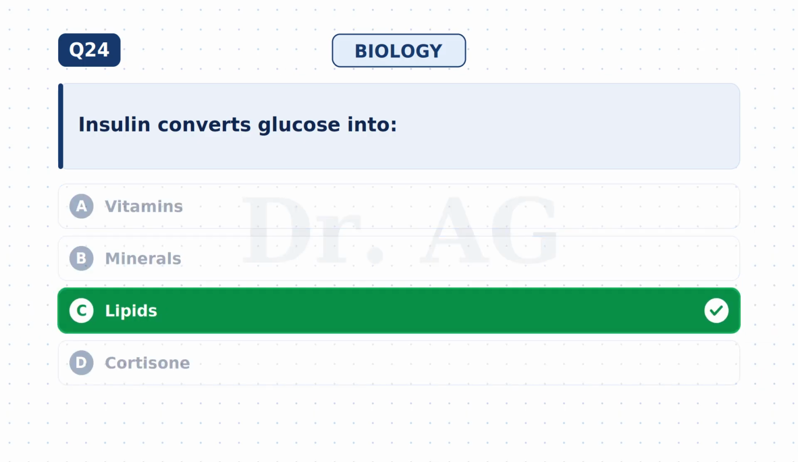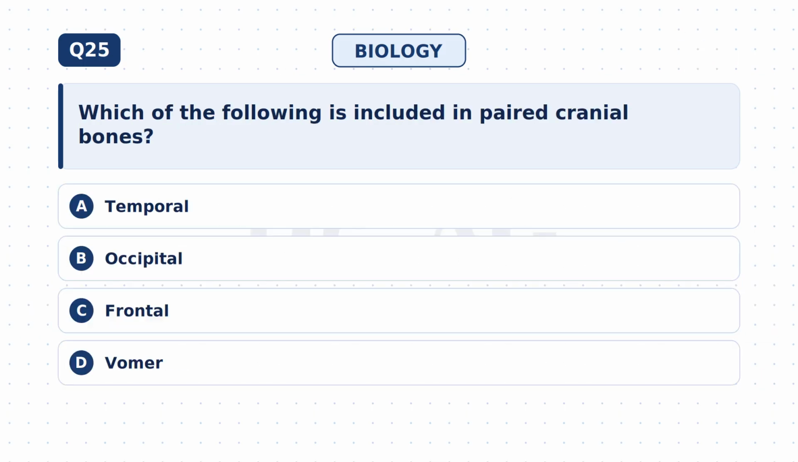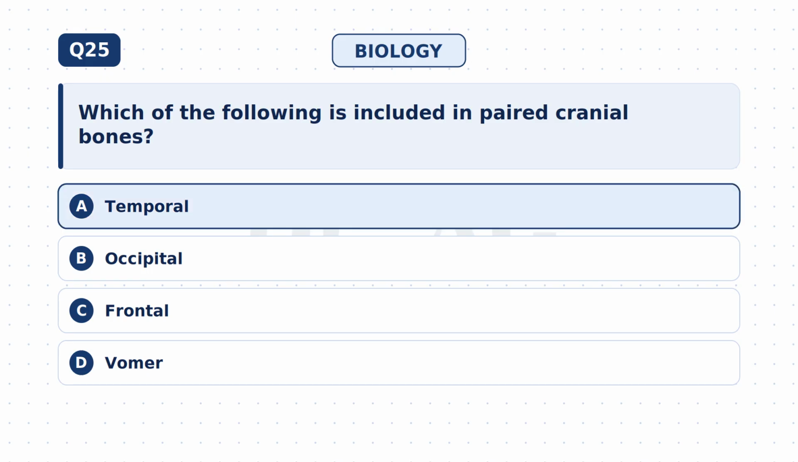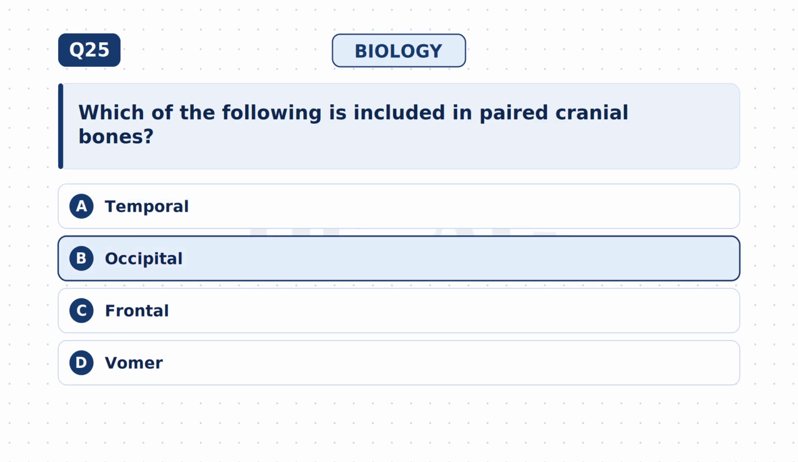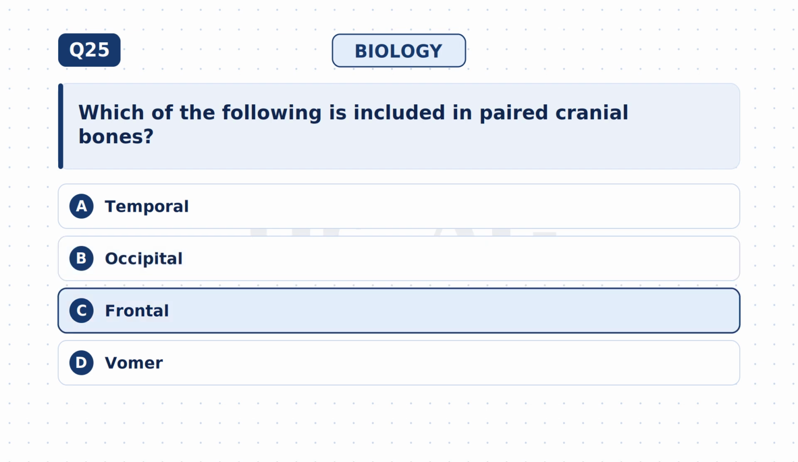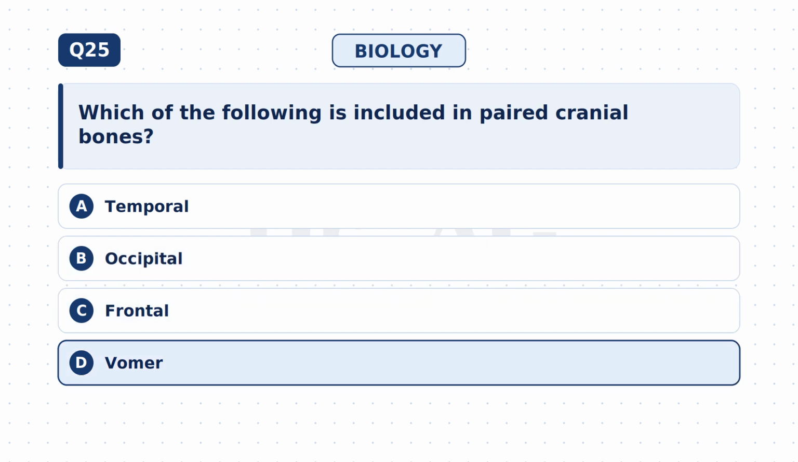The correct answer is C. Lipids. Question 25. Which of the following is included in paired cranial bones? Option A. Temporal. Option B. Occipital. Option C. Frontal. Option D. Vomer.